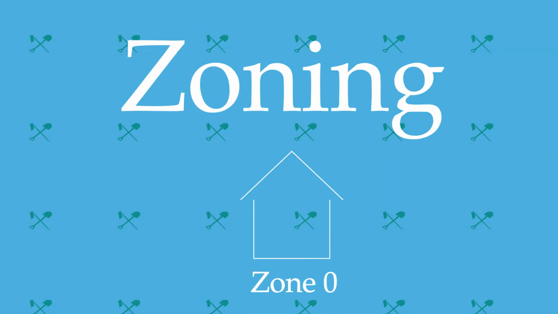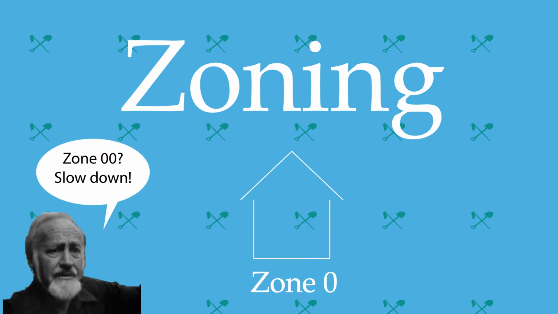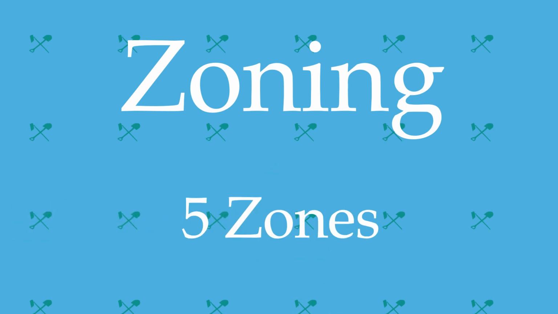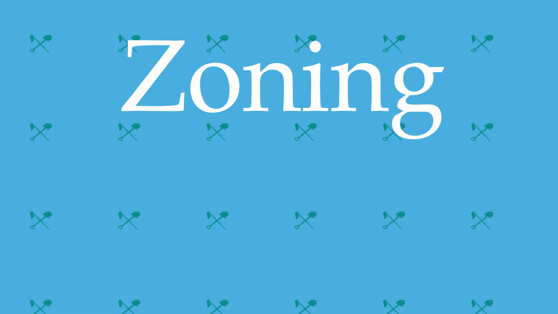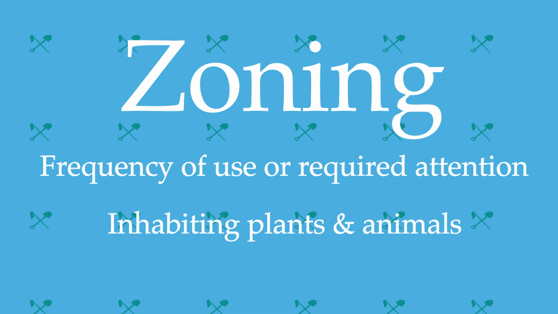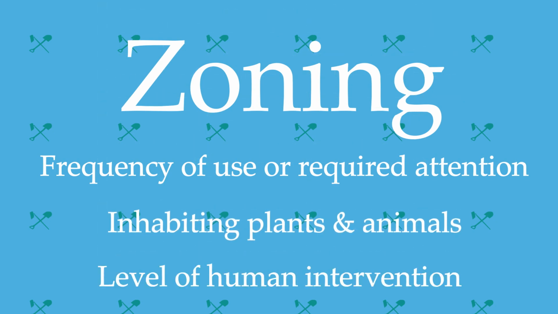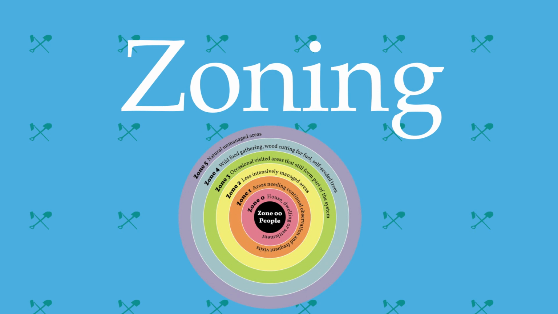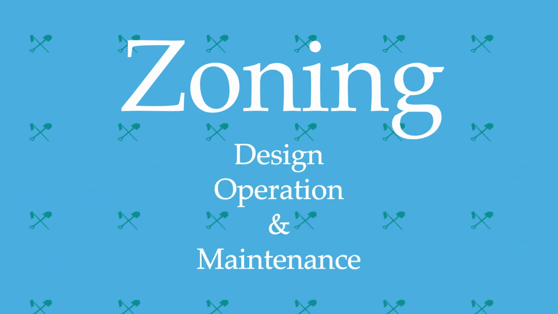Zoning begins at the household, which is Zone 0. Some people believe there is a Zone 00, but that's a philosophical area we won't delve into just yet. Zone 0 is the base of operations, the headquarters. In permaculture, there are 5 zones, and they're separated by frequency of use or required attention, by the types of plants and animals that occupy it, and whether or not the space contains any form of human intervention. Zoning helps in the design phase so we can observe the current state of an environment and plan for how it will grow, operate, and be maintained.